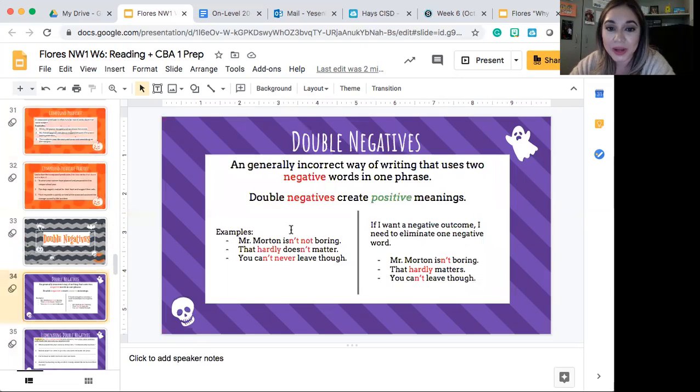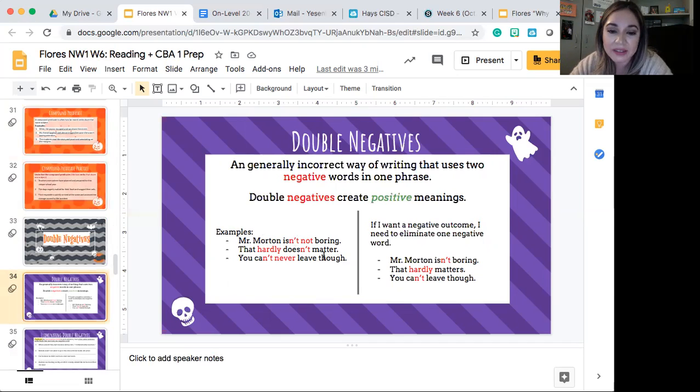This one's really important, double negatives. A double negative is a generally incorrect way of writing that uses 2 negative words in one phrase. Double negatives create positive meanings. For example, Mr. Morton isn't not boring. By having the double negatives, you're saying that Mr. Morton is boring.